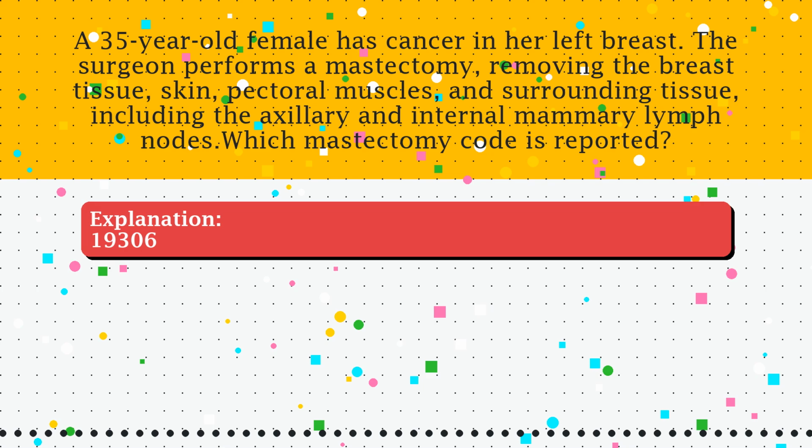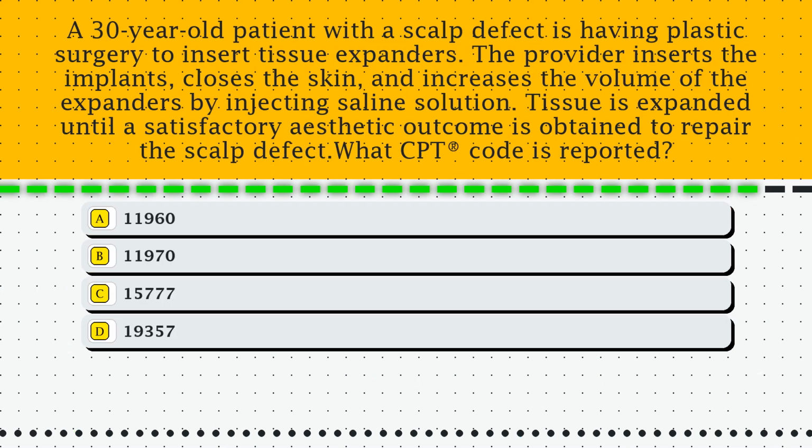Question 27. A 30-year-old patient with a scalp defect is having plastic surgery to insert tissue expanders. The provider inserts the implants, closes the skin, and increases the volume of the expanders by injecting saline solution. Tissue is expanded until a satisfactory aesthetic outcome is obtained to repair the scalp defect. What CPT code is reported?